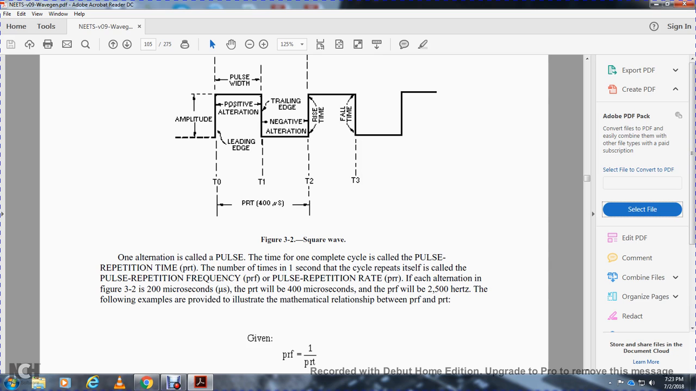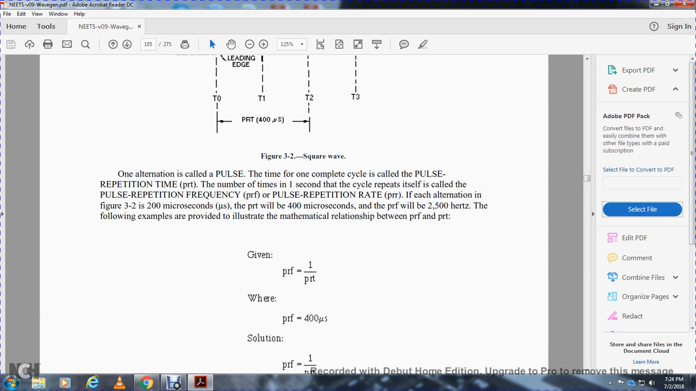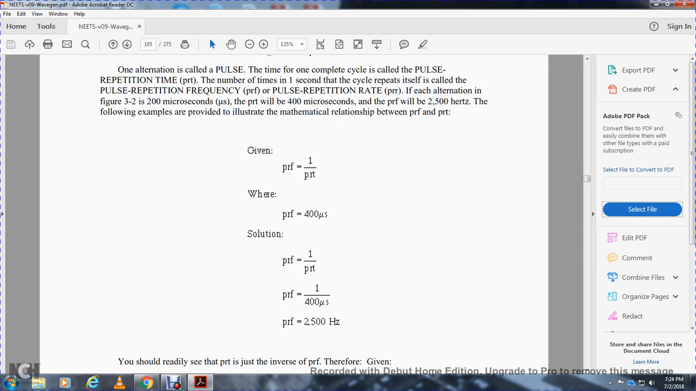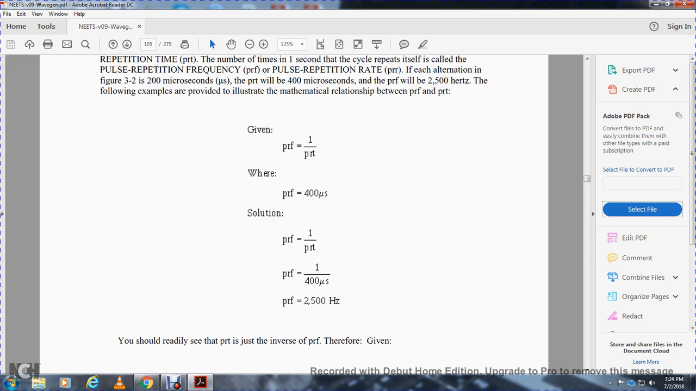If each alternation in Figure 3.2 is 200 microseconds, the pulse repetition time will be 400 microseconds. The pulse repetition frequency will be 2500 hertz. The following example illustrates the mathematical relationship between pulse repetition frequency and pulse repetition time. Pulse repetition frequency is equal to 1 over the pulse repetition time. The pulse repetition time is 400 microseconds, so 1 over 400 microseconds is 2500 hertz.